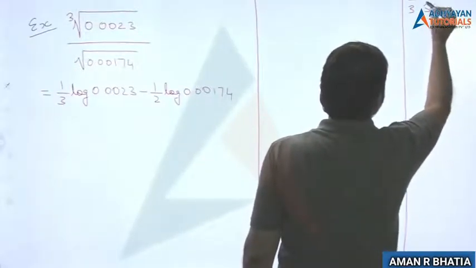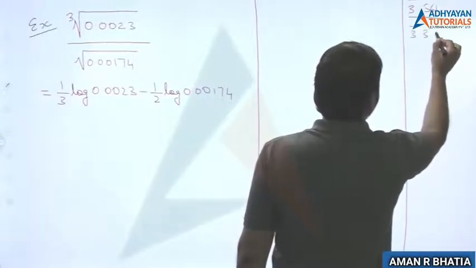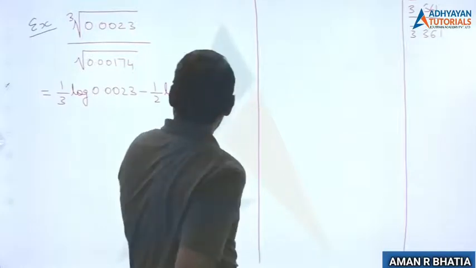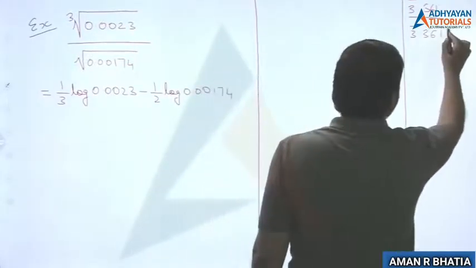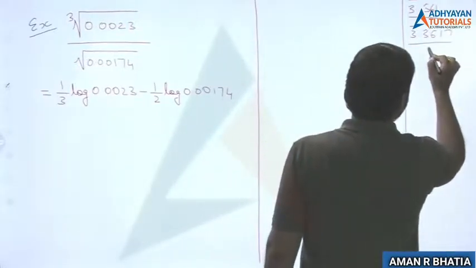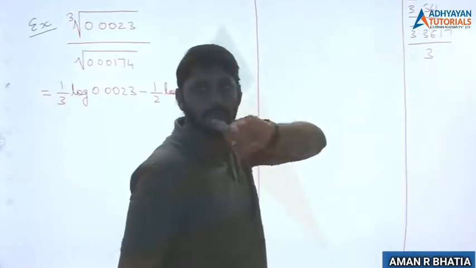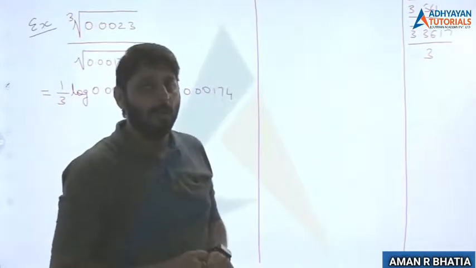So it is bar 3 point 3617. Okay. Now I have to multiply it by 1 by 3. Multiply it by 1 by 3 means divided by 3. Now you see here the characteristic is starting with a negative number. Characteristic is negative. Pay attention to this point.